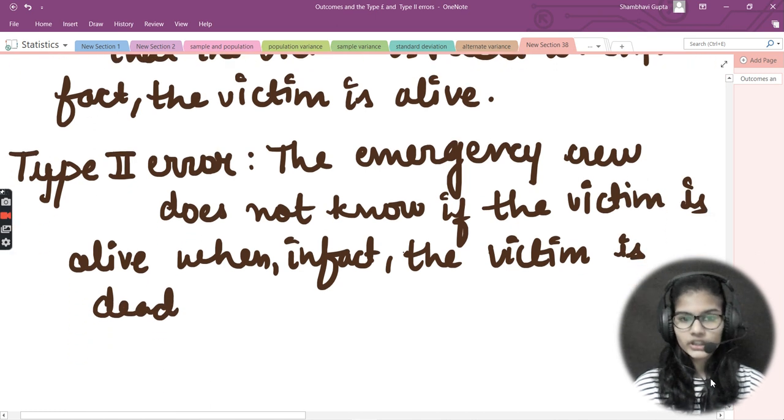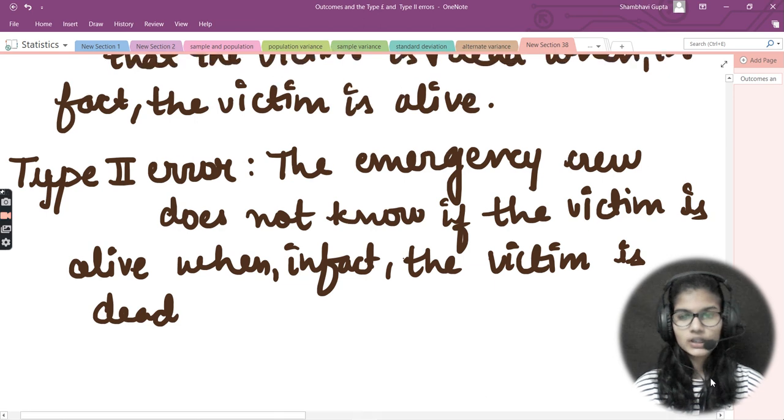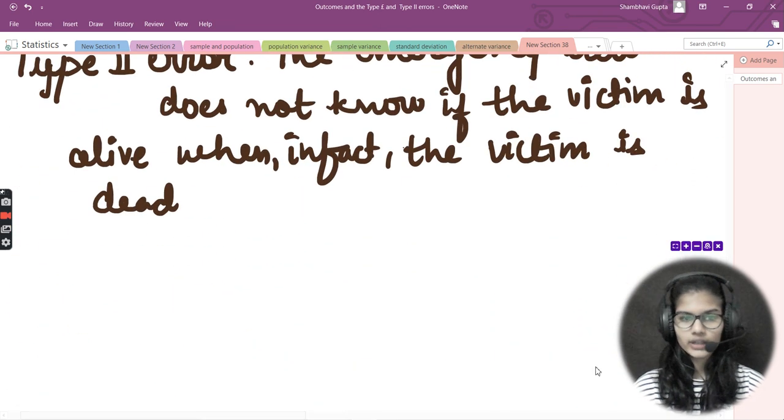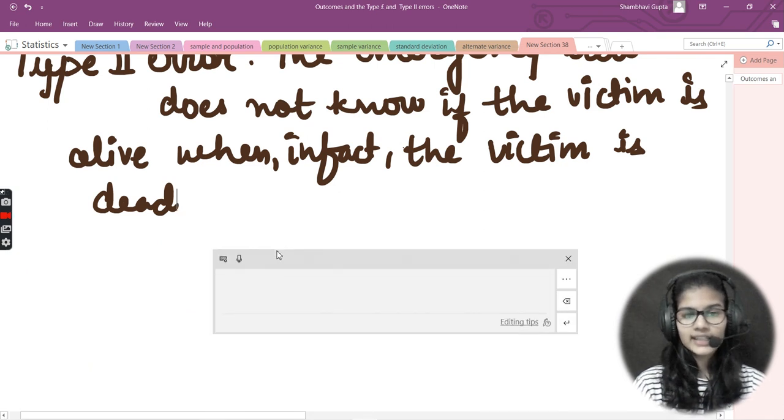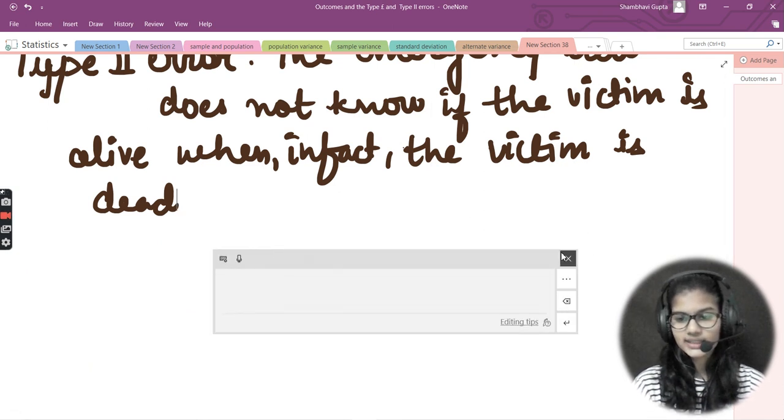So the emergency crew does not know if the victim is alive when in fact the victim is dead, right? These are the two things that actually come here, the type 1 error and the type 2 error. Now, next to this, let me close this as well once again.